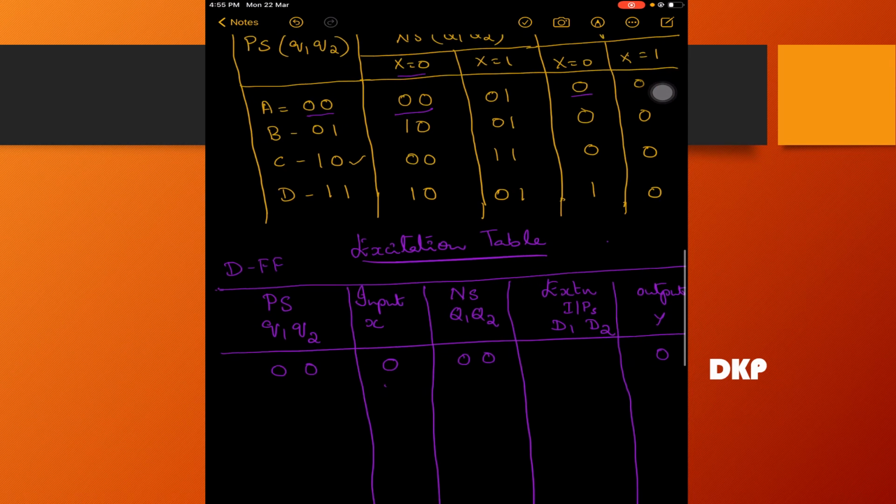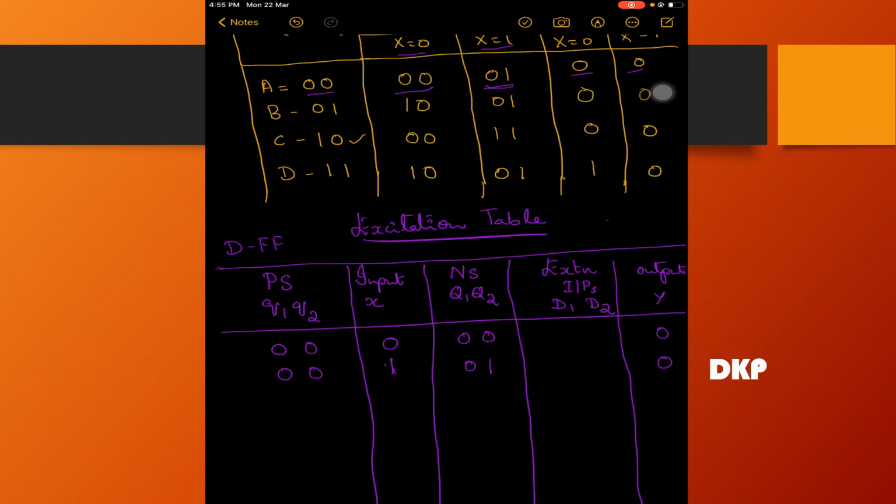Similarly, you have to write for the next state when the present state is 0 0, when x is equal to 1. When you give the input as 0, the next state is 0 0. When you give the input as 1 for the first state, that is state A, what is the next state here? It is 0 1. And what about the output? The output is 0.